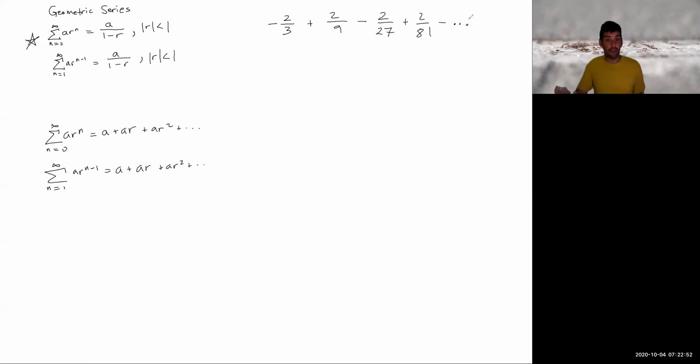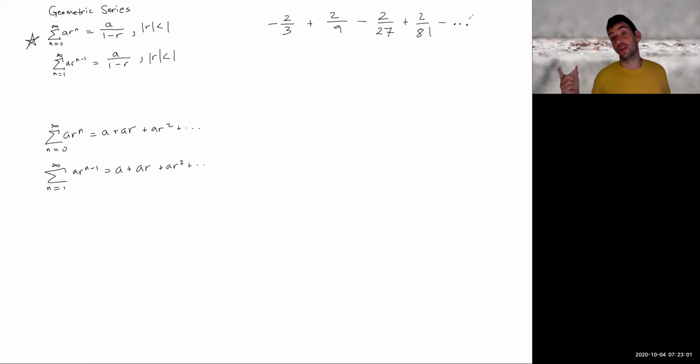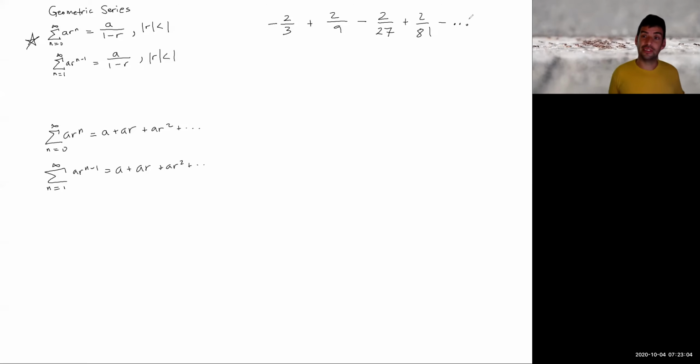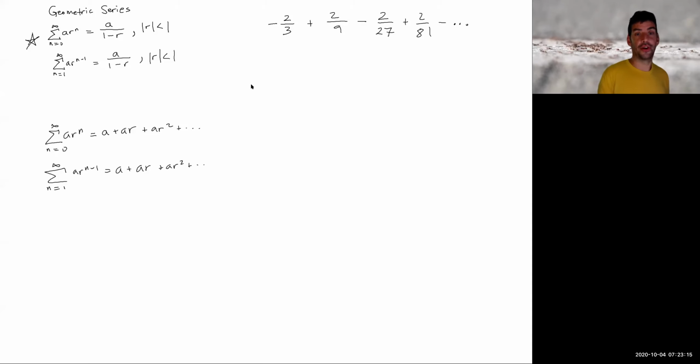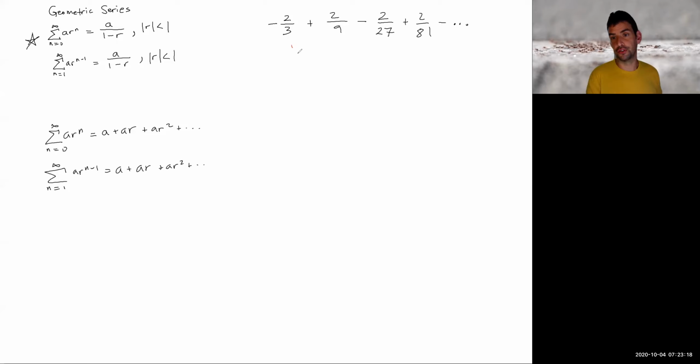Okay, so if I suspect this is a geometric series, first I need to know that it is, and then I need to know what is a and what is r. So a geometric series just means that each term, to get from one term to the next, we are always multiplying by the same constant, okay? So I'm just gonna write that down, just see what happens, right? How would I get from negative 2/3 to 2/9? Well, I would multiply by negative 1/3.